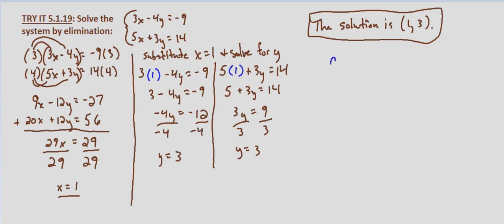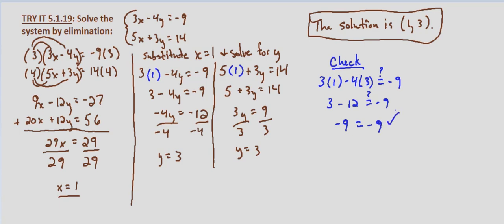Now let's check our solution by plugging it into both equations. So 1, 3. 3 times 1 minus 4 times 3. We want to know, does that equal negative 9? So 3 minus 12, does that equal negative 9? Negative 9 equals negative 9. So that checks there.